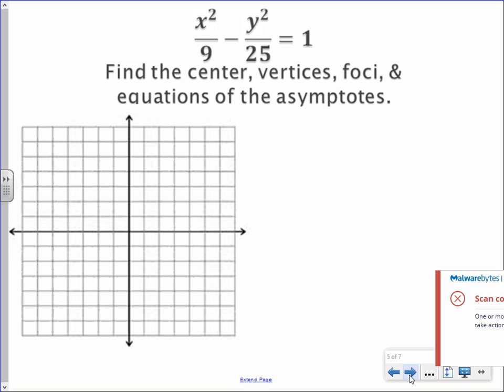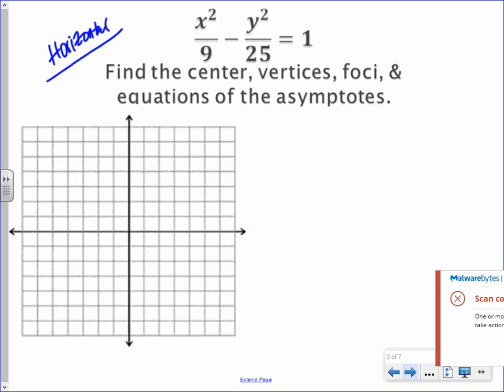Okay, Lindsay, which direction does this open? Horizontal. Why? Because the x is first. This is a horizontal hyperbola. Lindsay, I'm going to have you be a little bit more specific. It's first because it's positive.